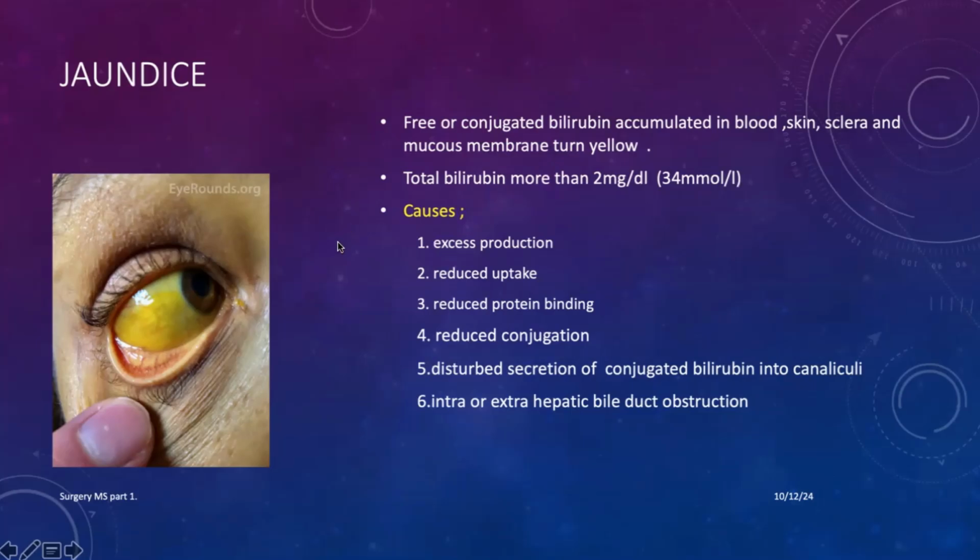There may be many causes. It could be anything down the pathway that we discussed. It could be excessive production or reduced uptake, maybe due to reduced protein binding, or there may be reduced conjugation, and there may be disturbed secretion of conjugated bilirubin into the canaliculi. Also, it can be intra- or extrahepatic bile duct obstruction, which will give rise to this free form of bilirubin.